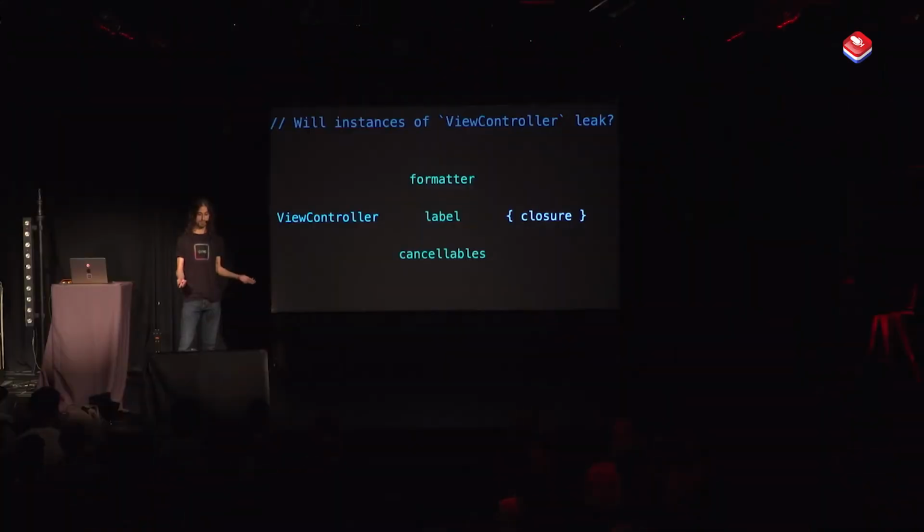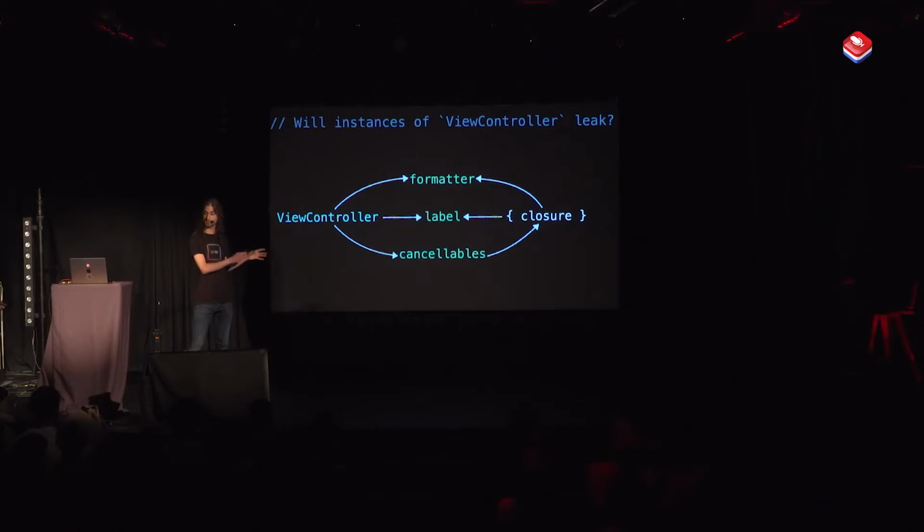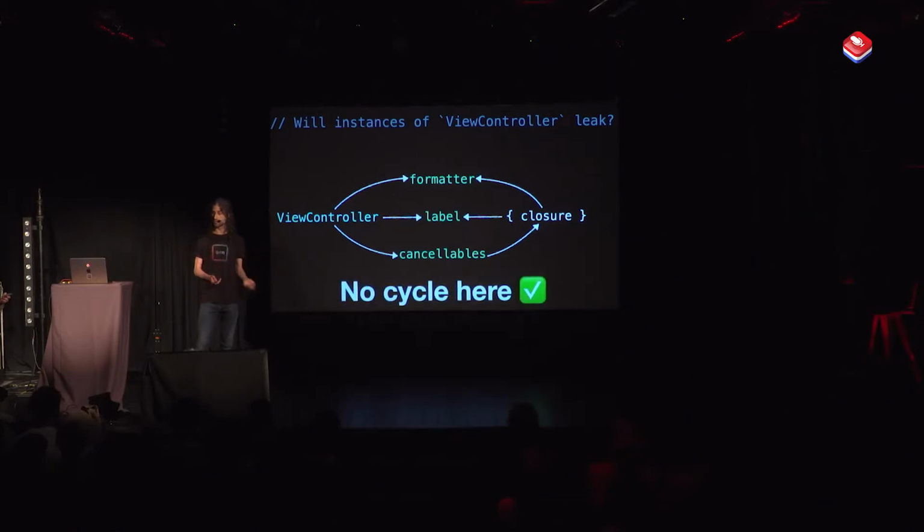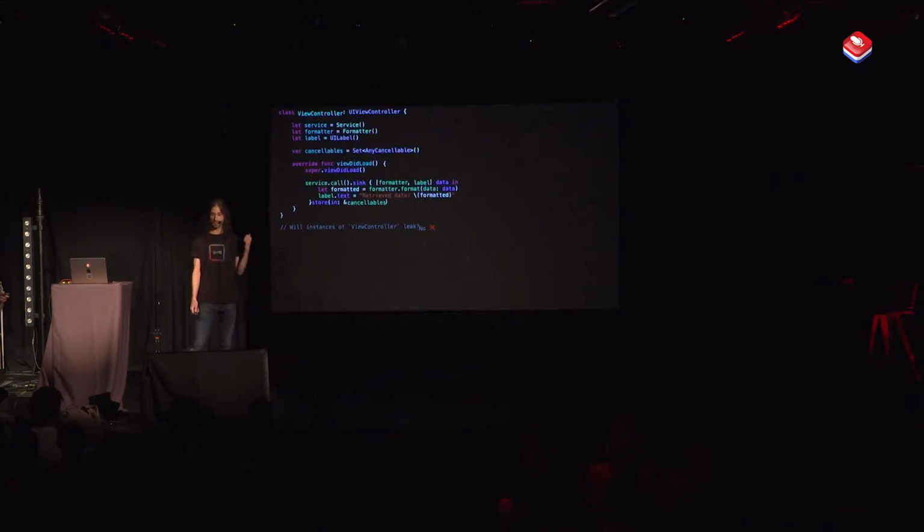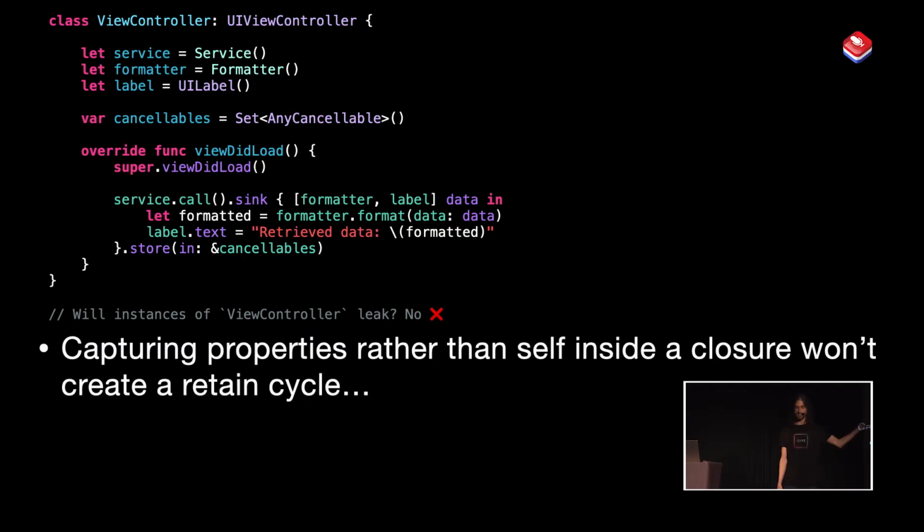Let's try to understand why. So let's try to draw the memory graph of this code. We have the view controller that owns the formatter, the label, and the cancellables with strong references. Then the cancellables, through some other objects, own the closure. And the closure retains only strong references of the formatter and the label, but not of the view controller. So indeed, there are no cycles here, and this code will not generate a retain cycle.